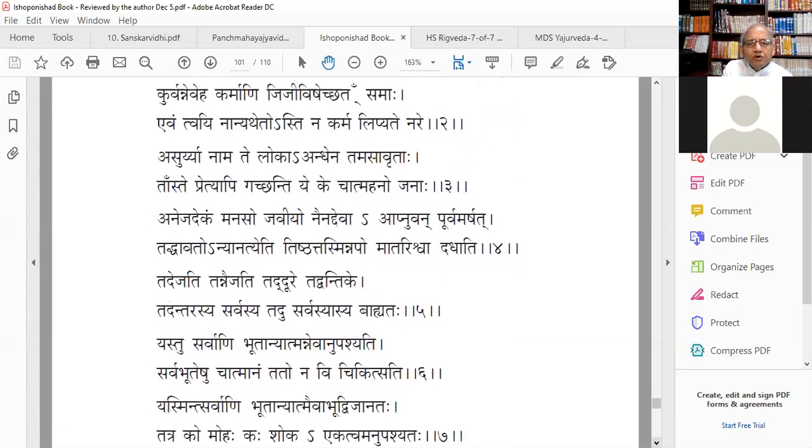Then the fourth mantra: Anejada Kammanaso Javiyo Nanadeva Apnuvan Purvamarshat Tadhavato Anyan Natyeti Tishtat Tasmin Napo Mata Ishwadada. Now we are being told, yes, this worldly life is like running around, Dhavata. And all the smart people are so busy. They have no time to wait, to stand or sit. They are just running around, one task after another.